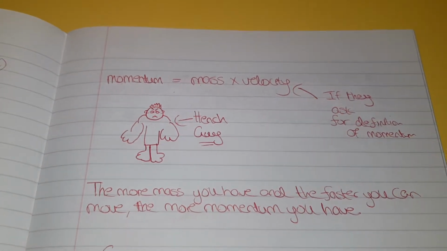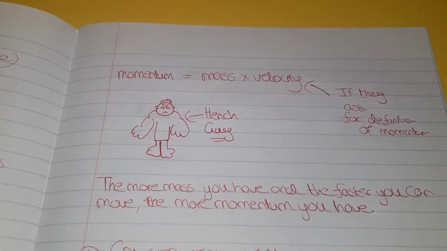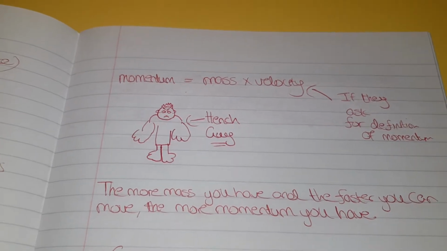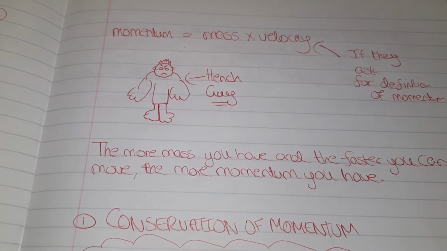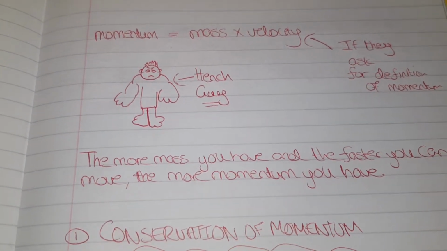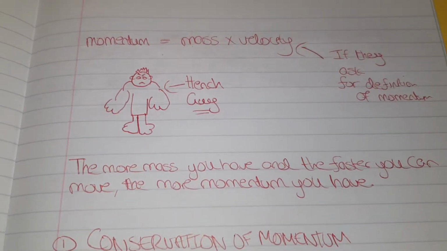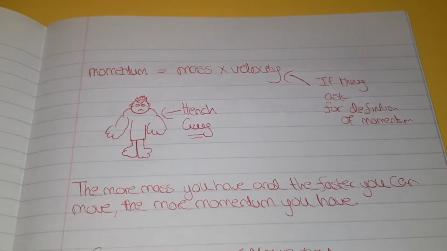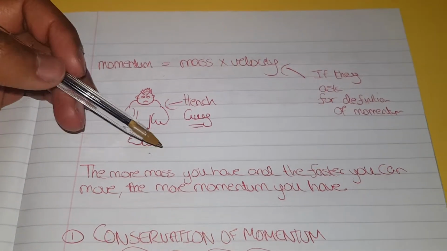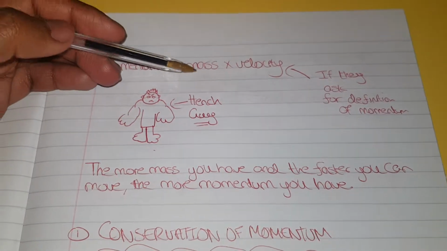So just to give you guys some context, I'm pretty sure most of you saw the rugby tackle video which I showed you. That pretty much shows you that if you have a lot of mass, you're very massive, muscular, and you can run very fast, you do a lot of damage, right? So momentum is just how much damage you can do to someone when you literally collide with them. The more mass you have and the faster you can move, the more momentum you have based on this equation.